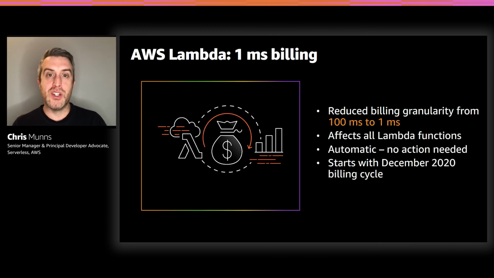So that is one change, again, not related to container image support, but something that has just changed for Lambda. This took effect in the December billing cycle, so you might have missed this change in your billing. Go back and check it out and compare month over month, and you should see the savings pretty clearly.